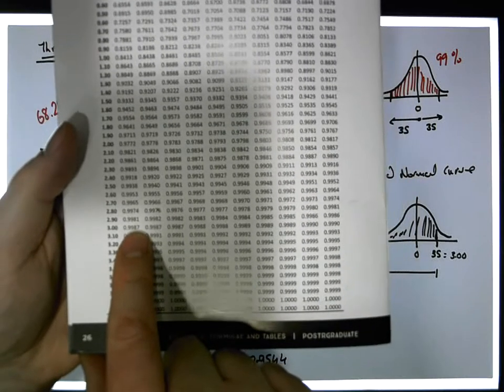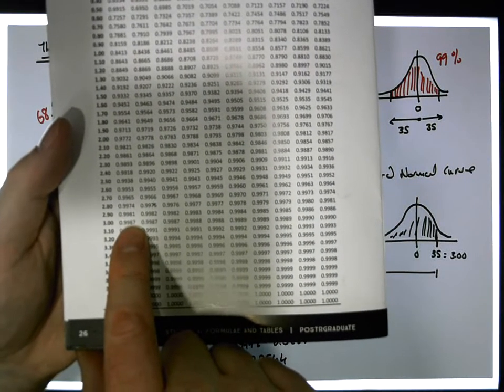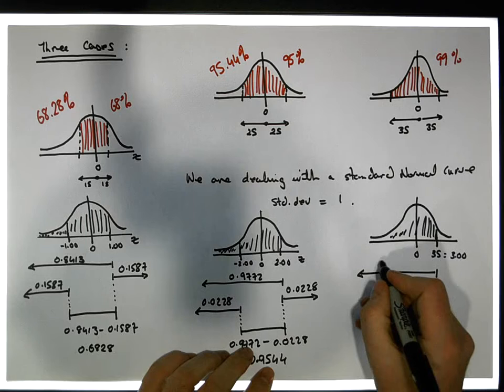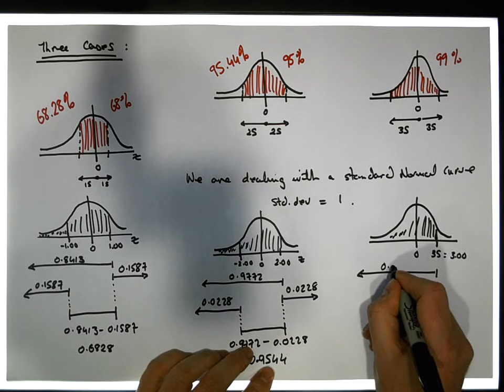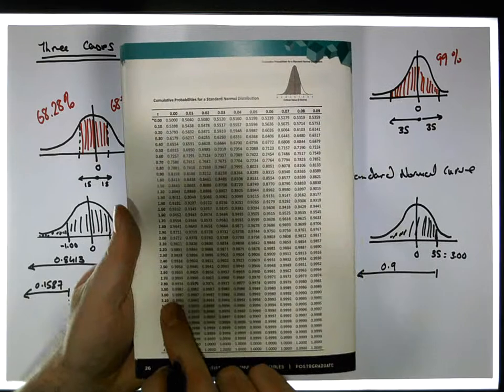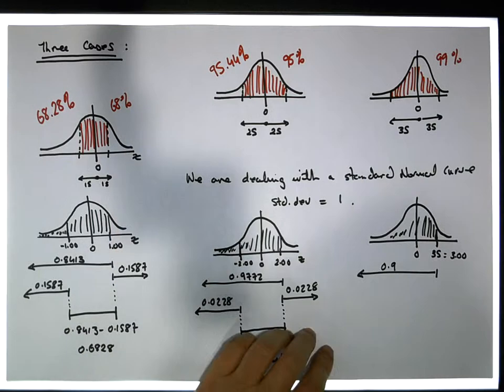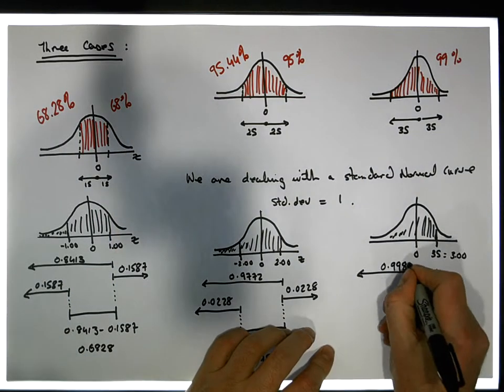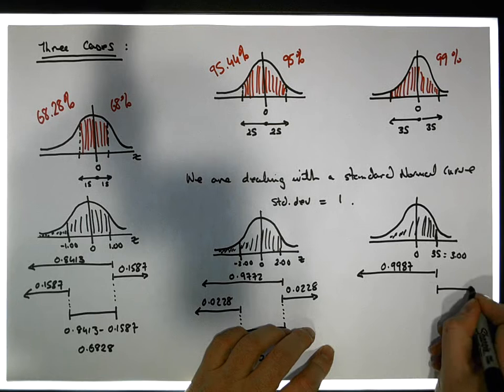Can't really see it. It's 0.9987. So actually the area here under the curve is 0.9987. Okay, 0.9987, which means that the area from here across must be 1 minus it.